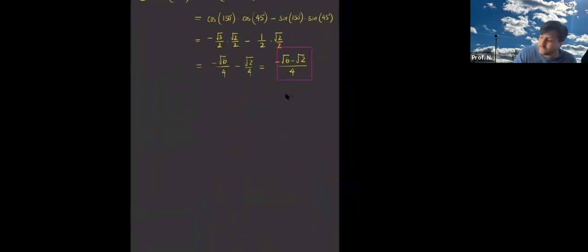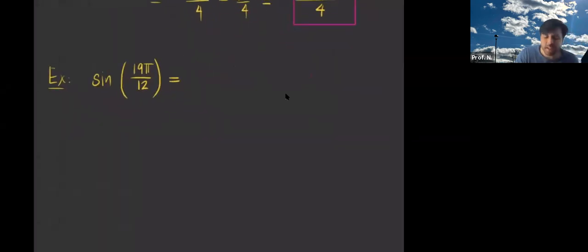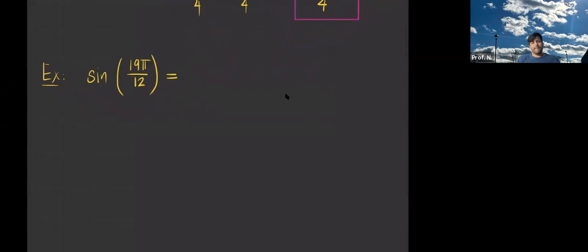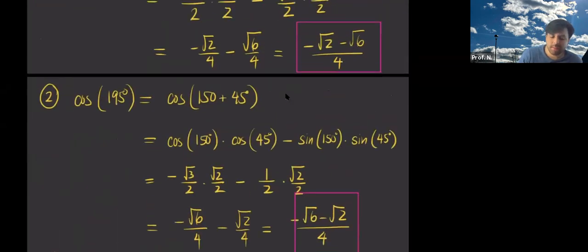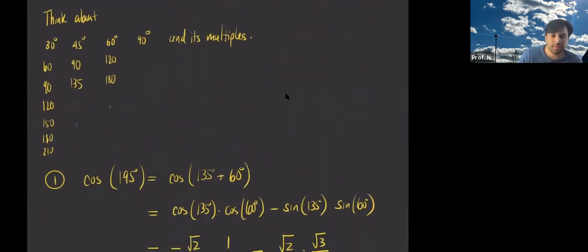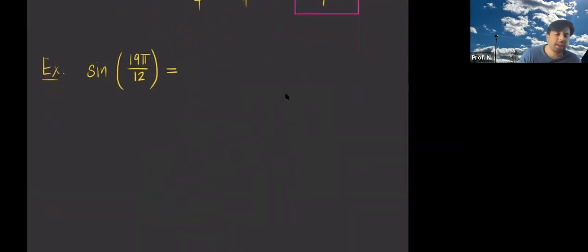Next. Now, we've been doing a lot of degree stuff, but of course, we can't forget radians. So what if I have radians instead? So this is when it gets a little bit more complex. 19 pi over 12. How do we get to that? So now I have to do the same exact thing that we did, right? Same exact thing. We have to think about the angles that we know, but now in radian mode.